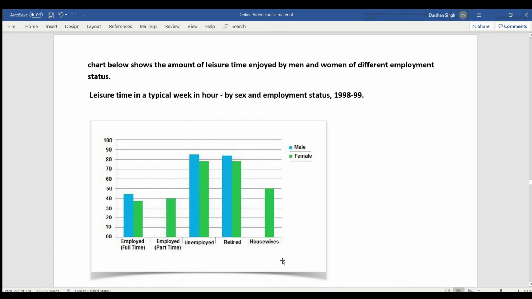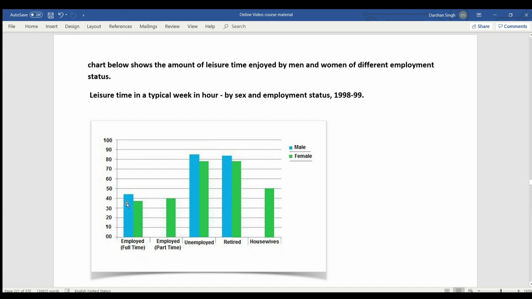If I want to point out an unusual thing in the graph, then it is the housewives and employed part-time, because there are no men. So I'll keep these 2 categories for the closing of the task, and these 3 categories will be discussed in the main paragraph, where I also need to give figures. So I will start like this.